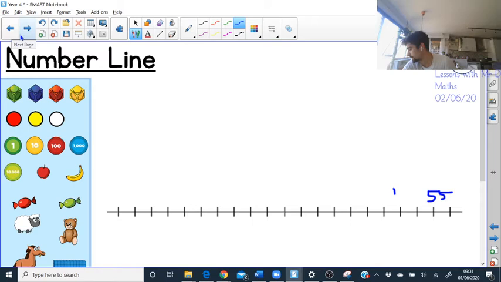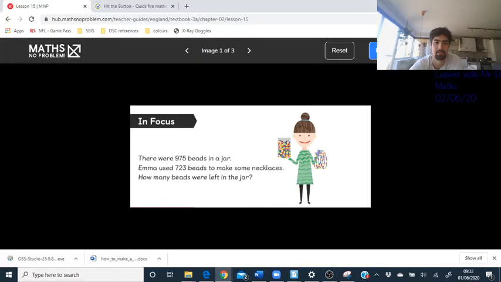Here we are. There were 975 beads in the jar. Emma used 723 beads to make some necklaces. How many beads are left?